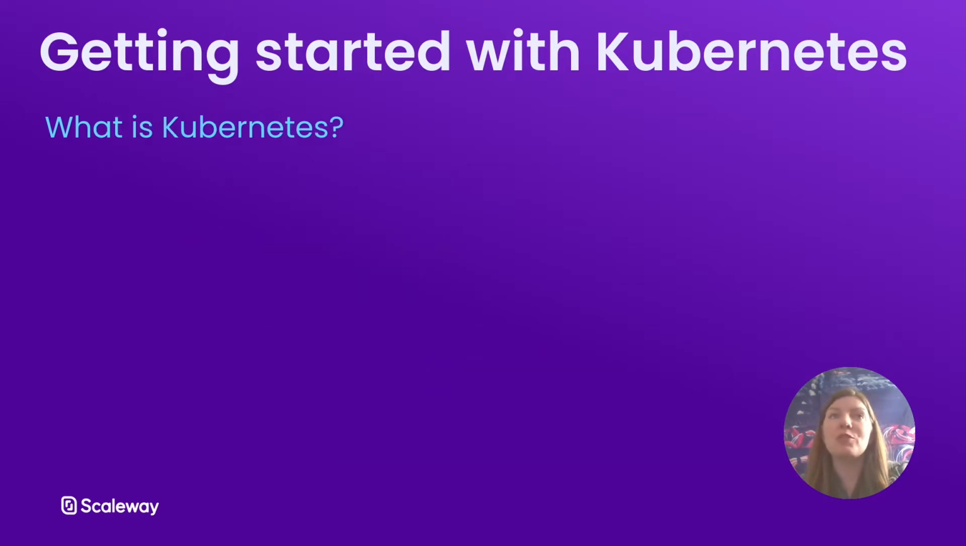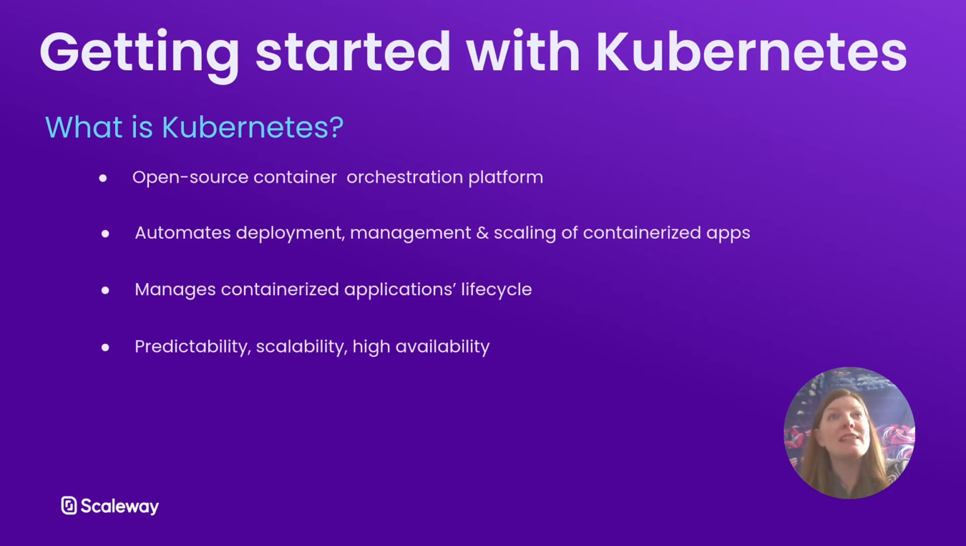So what can Kubernetes offer us? What is it? Well, Kubernetes is an open source container orchestration platform. So it's designed to deploy an application at scale, and it can automate the deployment and the management and the scaling of your containerized applications. It can also manage the life cycle of a containerized application, and it provides predictability, scalability, and high availability.